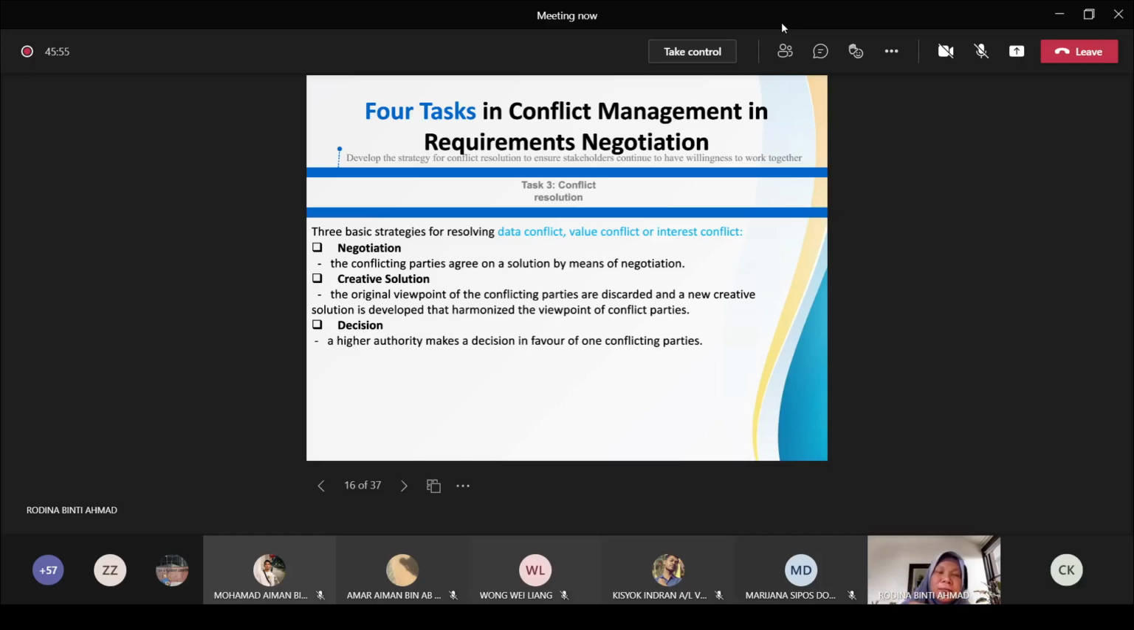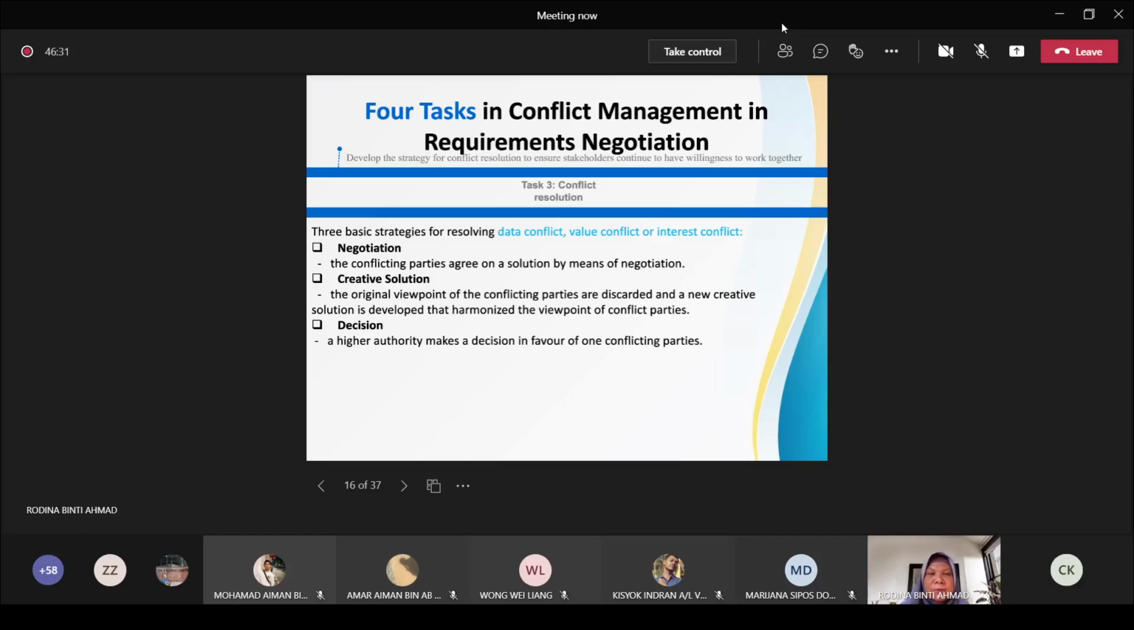The second one is creative solutions. The original viewpoints of the conflict parties are discarded, and together we come up with a new creative solution to harmonize the viewpoints. And if the previous two strategies are not adequate, then another strategy is to provide a decision. Sometimes, due to circumstances, most of the stakeholders cannot accept these things and so on.